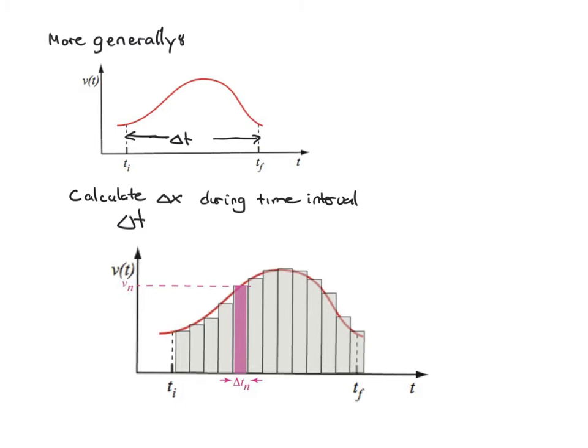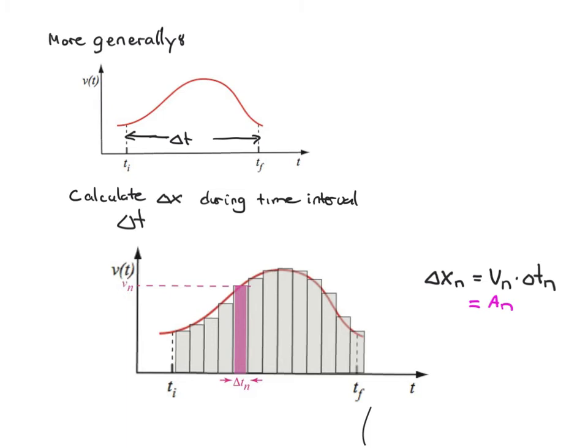We know what to do during an interval in which the velocity is constant. So the change in the object's position during this one particular time interval, we'll call that delta x sub n, that's just equal to v sub n times delta t sub n. And that you'll recognize is just the area, this purple shaded area here. So we could also call this quantity a sub n.